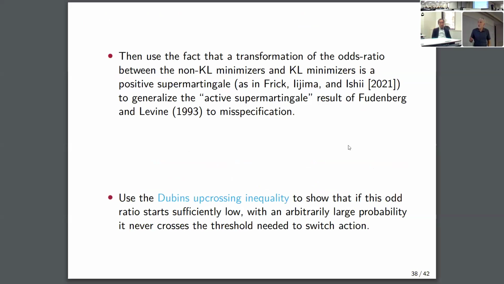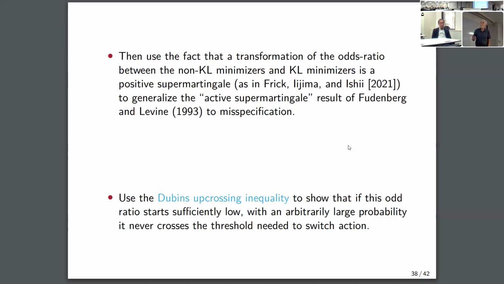Then we use the fact that the transformation of the odds ratio between the non-minimizer and the minimizers is, guess what? A positive supermartingale, just like what we were seeing before the break. This was also used in a paper by Frick, Iijima, and Ishii. I talked about this result with Levine. We look at the bad periods and how much things change in the periods where people are surprised, so we adapt that to our specification and use Doob's upcrossing inequality to show that if the odds ratio starts low, with high probability it never crosses the threshold needed to change action. So if you're down here, the odds ratio is stochastic, but it's really unlikely to jump up enough to change what you do. Doob's upcrossing inequality keeps on showing up in this kind of thing.